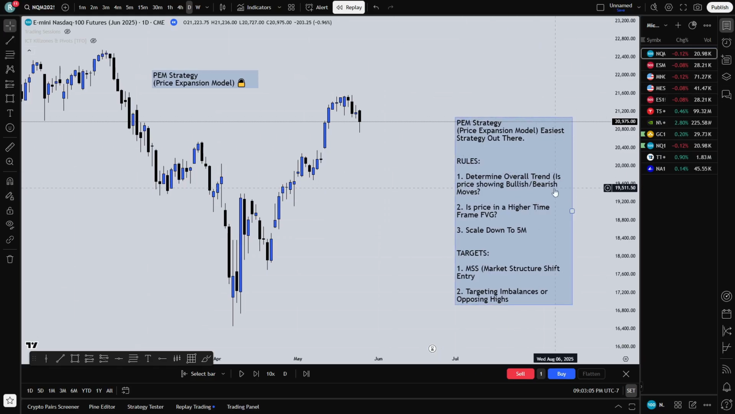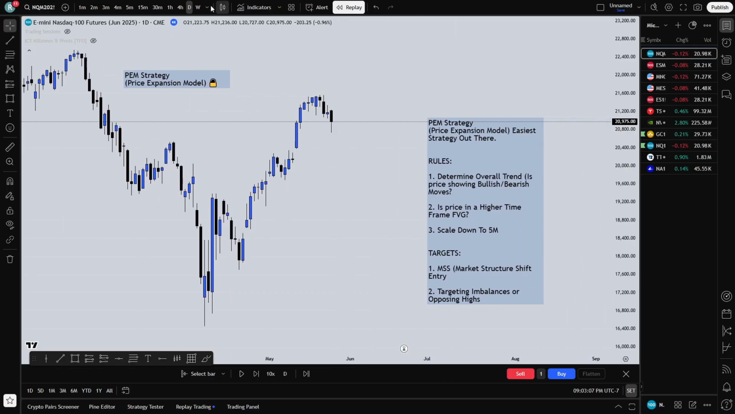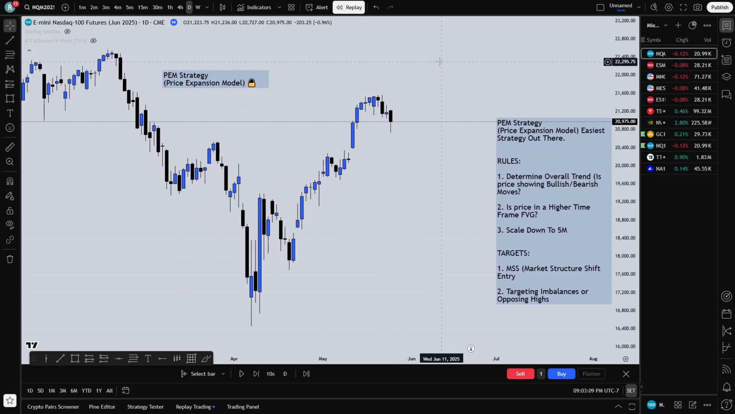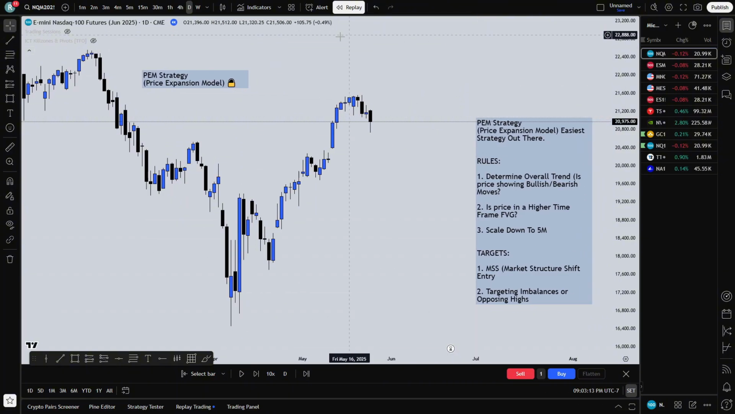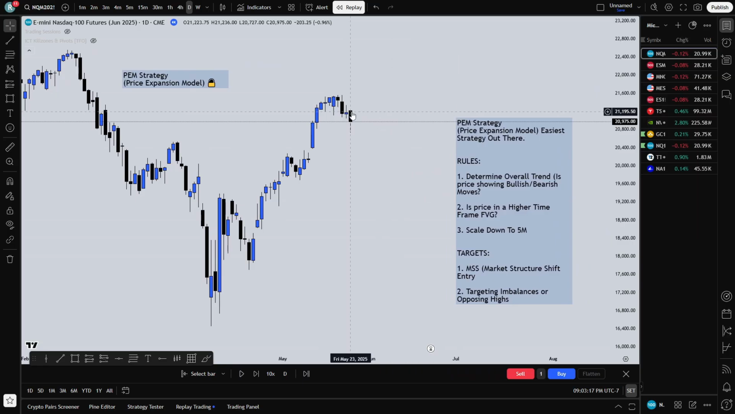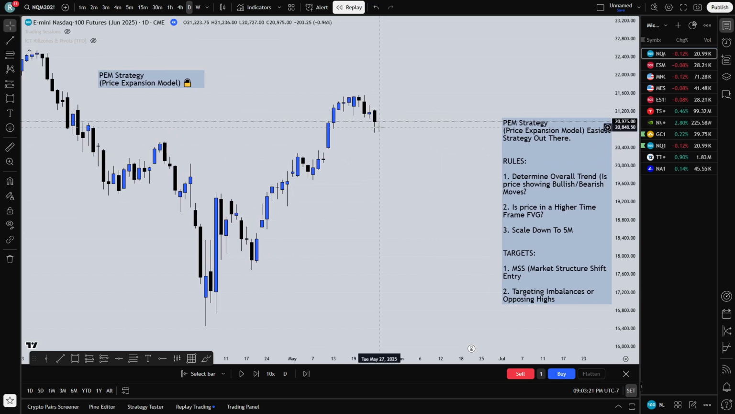So the first thing we're going to do, you guys, is determine the overall trend. Is it showing bullish or bearish moves? We're going to start with the daily time frame. As you can see, we have this nice low followed by this nice uptrend. Obviously, we're in an uptrend after this downtrend. What is price respecting? Well, we have this big fair value gap on the daily, which price has wicked into, creating a nice big wick at the end of the day on Friday.